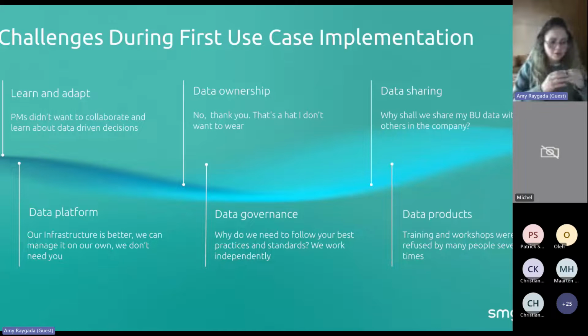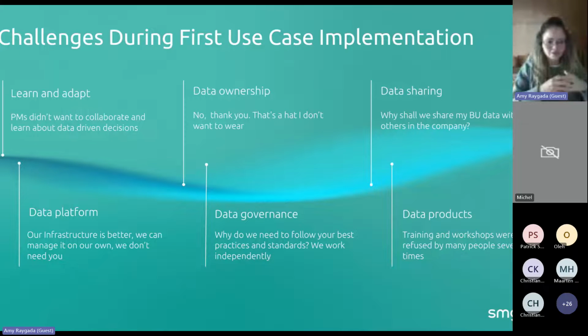For the data platform, we said, okay, look, this is this shiny and nice data platform that we have for you. You just need to choose whatever you want. Our team has the budget, you just have to use it. But they were reluctant to that.